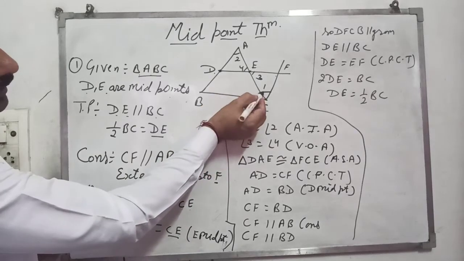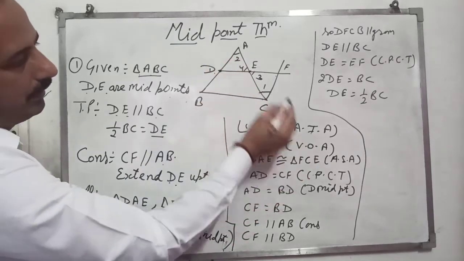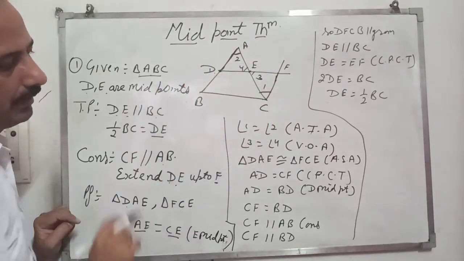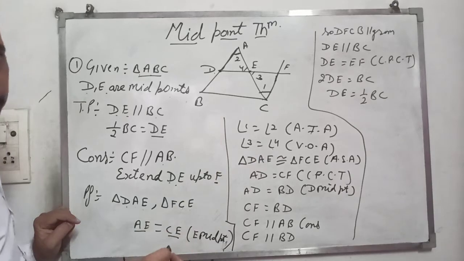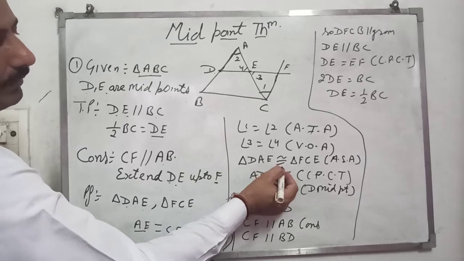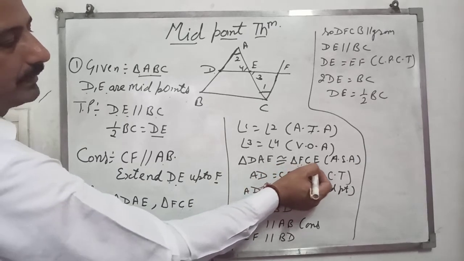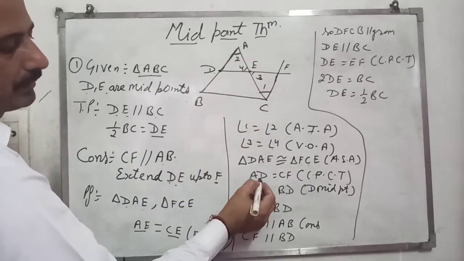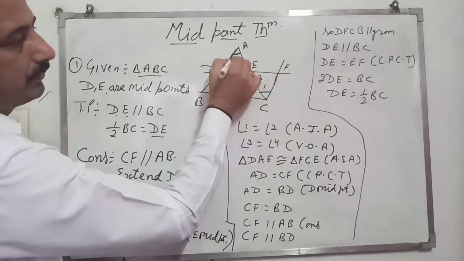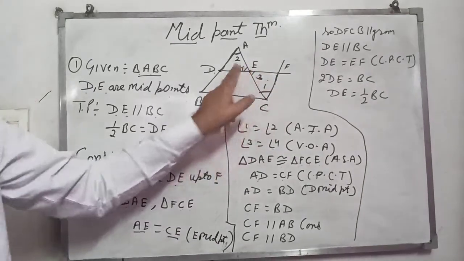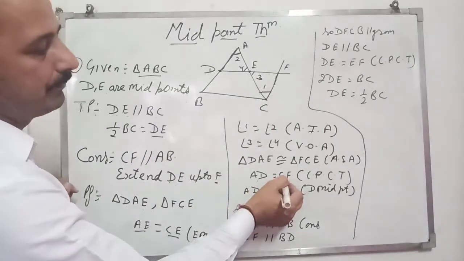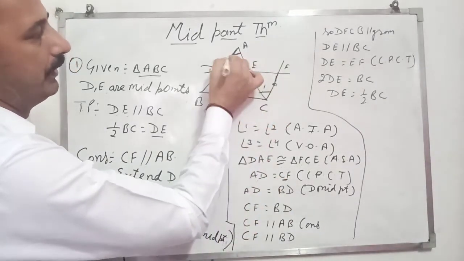Now angle 1 is equal to angle 2 because they are alternate interior angles, because that line is parallel to that one. Angle 3 equal to angle 4, that is the vertically opposite angle. So triangle DAE is congruent to triangle FCE. So AD is equal to CF. By CPCT, if these two triangles are congruent, it means their corresponding parts are equal. So AD is equal to CF.